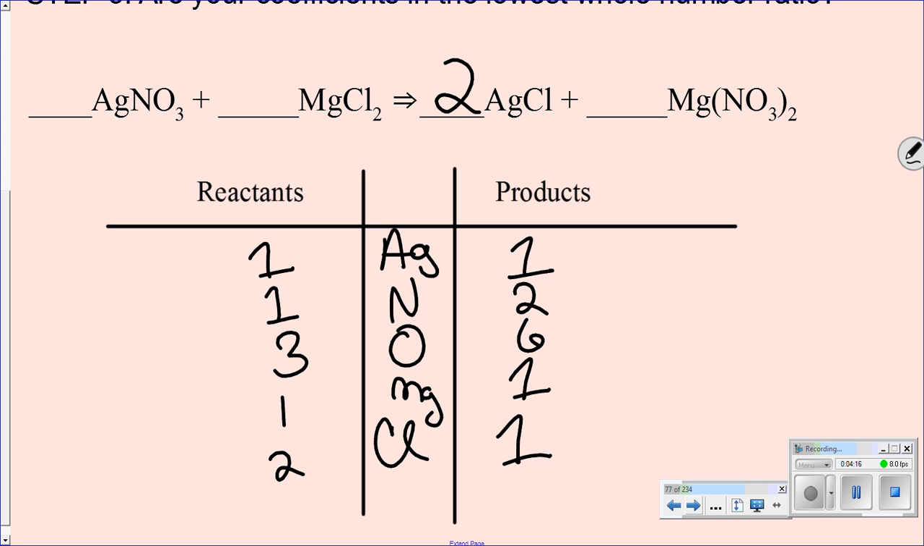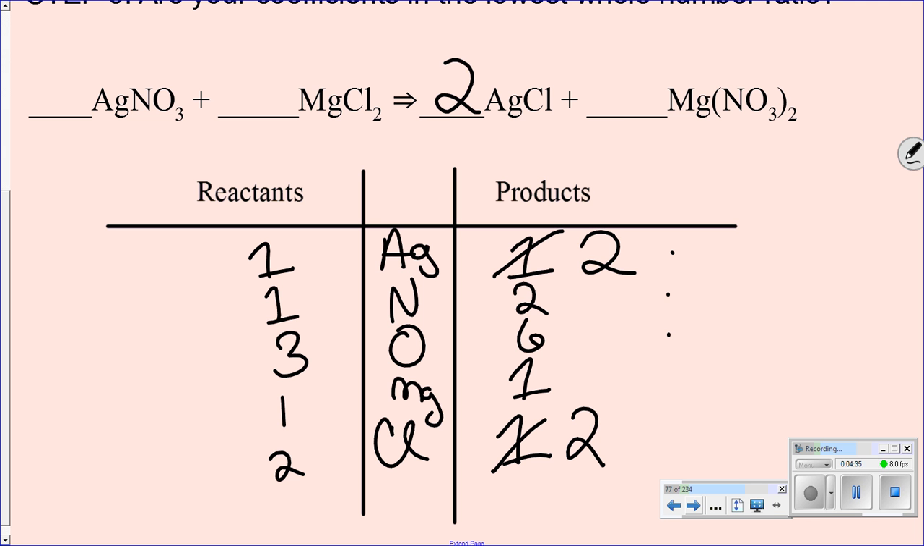So I now have 2 groups of AgCl. So it's going to turn this into a 2. It's also going to turn this into a 2. Now that did screw silver up, but we can fix silver later if that's not a problem. So now we fix chlorine, magnesium's still okay. We need to balance out silver, nitrogen, and oxygen.